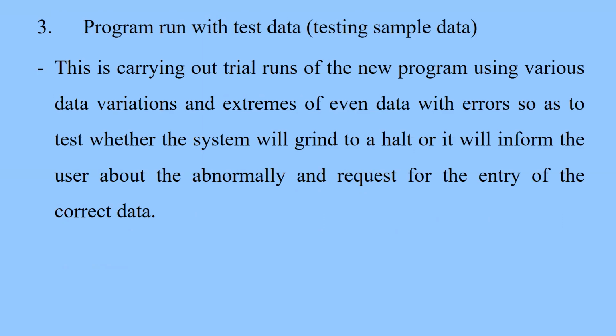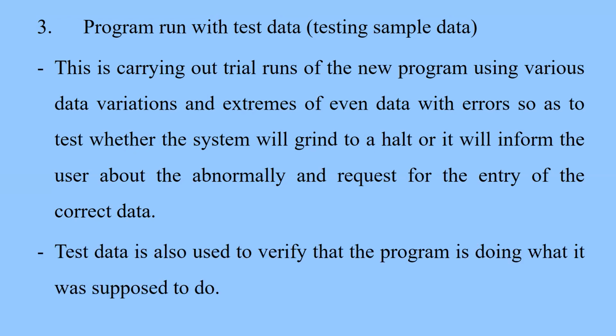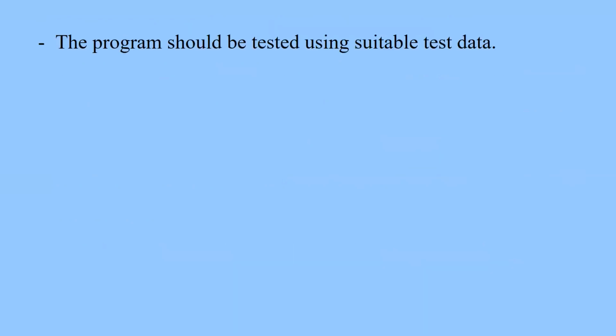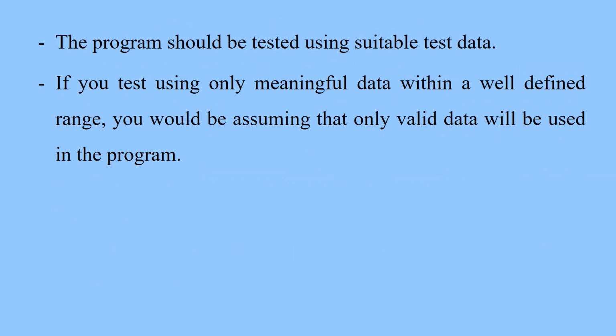This is carrying out trial runs of the new program using various data variations and extremes, even data with errors, so as to test whether the system will grind to a halt or it will inform the user about the anomaly and request for the entry of the correct data. In other words, here you test your program using various types of data, including data that is wrong. See what happens. Test data is also used to verify that the program is doing what it was supposed to do.